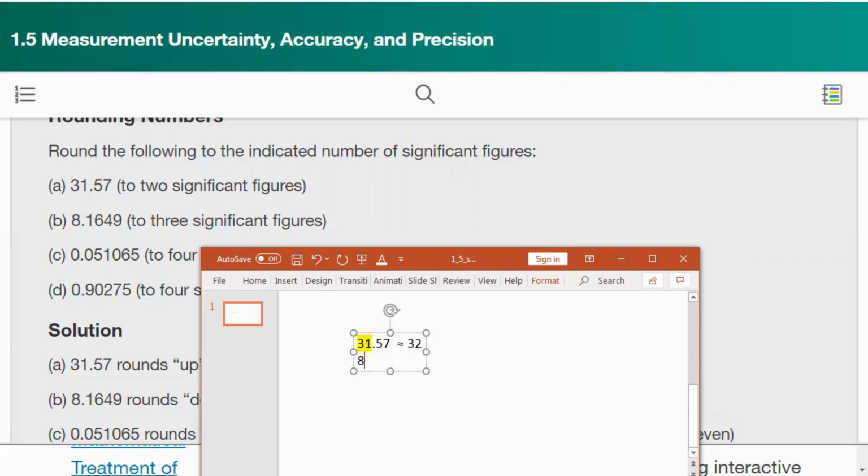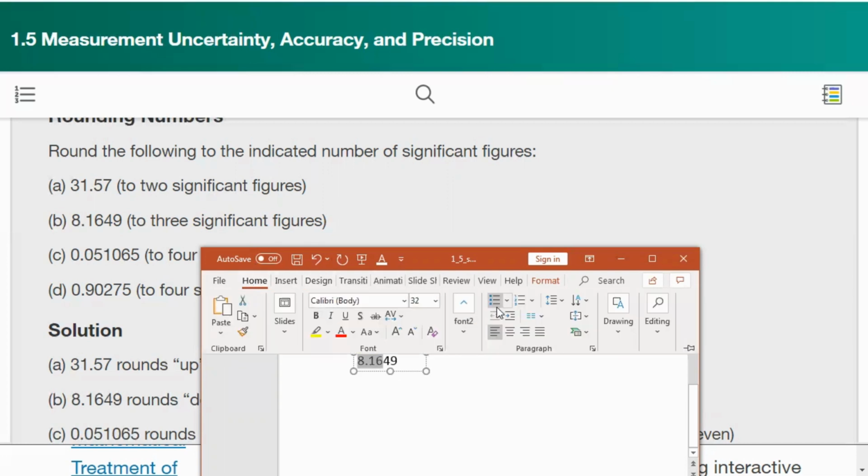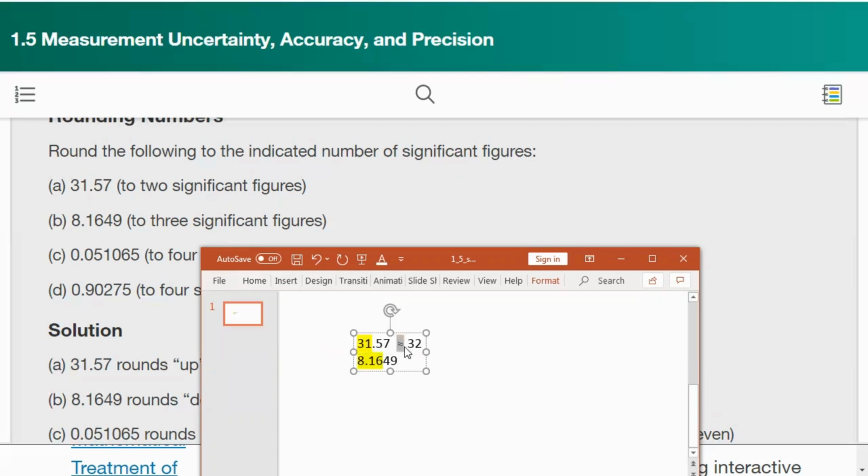So let's do 8.1649, and it wants 3 significant figures. And I'll show the positions there. I'll colorize it. It's approximately 8.16. Since this number is less than 5, we'll just drop it. We'll drop the rest of the figures, and it's 8.16. Hopefully you could see that. Let me make this even larger. I can afford to do that.